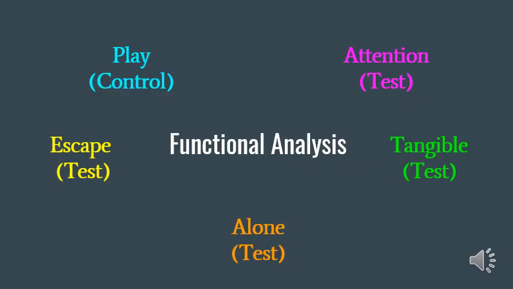A functional analysis typically includes a control condition, and then the following test conditions: attention, tangible, alone, and escape. But there's no one-size-fits-all functional analysis. You may choose different conditions based on the individual, based on preconceived hypotheses. Each condition includes a motivating operation and a potential reinforcement.